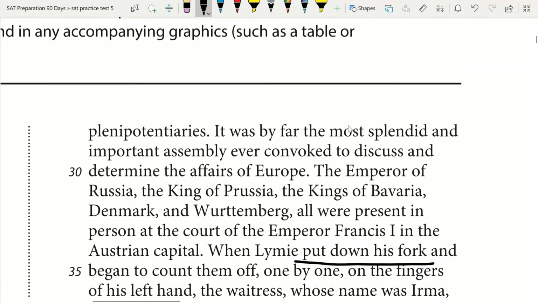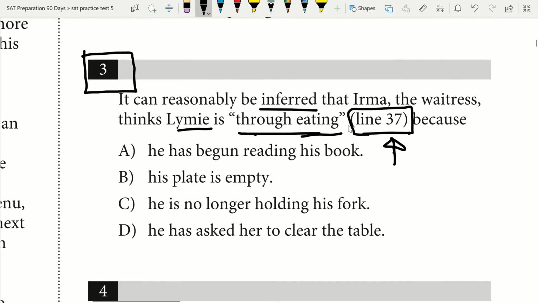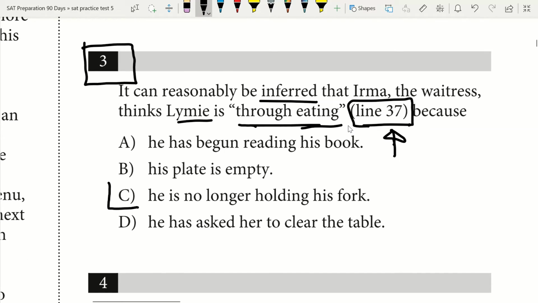Well, we see that the action that causes her to think he's through eating is him putting down his fork, right? That's our textual evidence to give us our answer there. He puts down his fork, and that indicates to the waitress that he must be through eating. All right, so I'm going to go ahead and answer that one. Our correct answer is going to be he's no longer holding his fork.